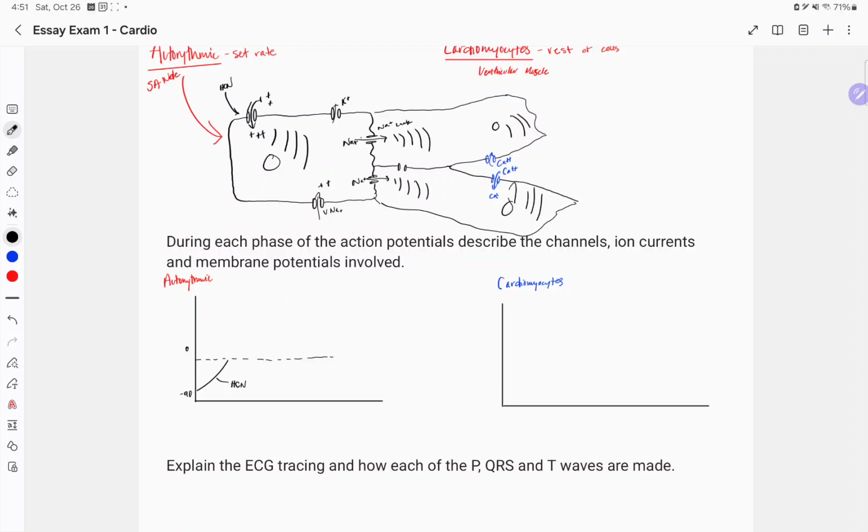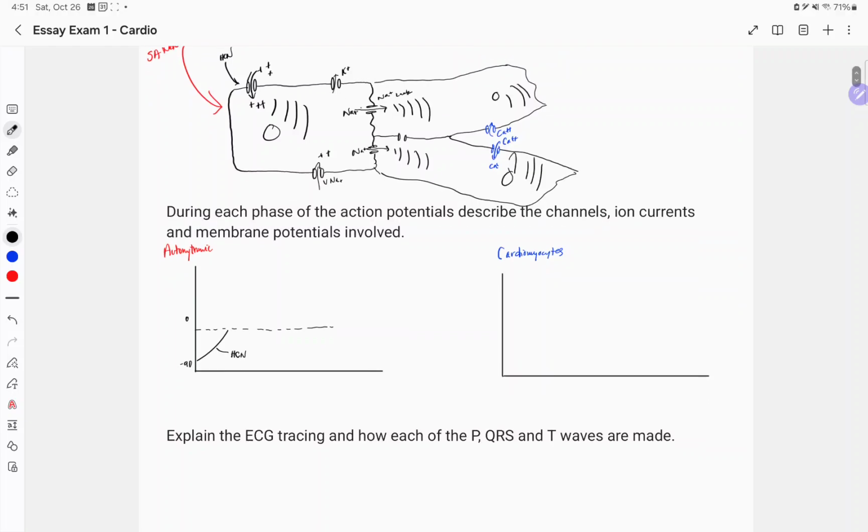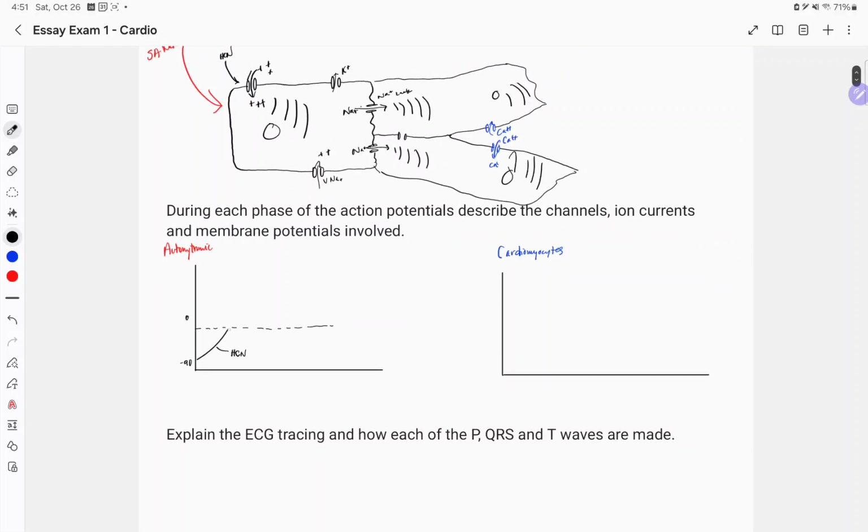And for the autorhythmic cells, we're going to have, let me think about this for a second.